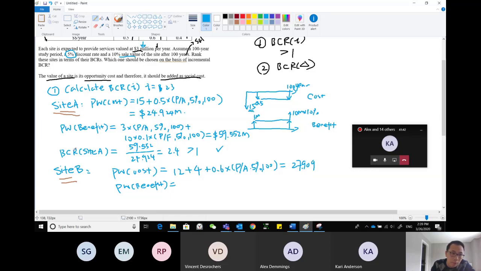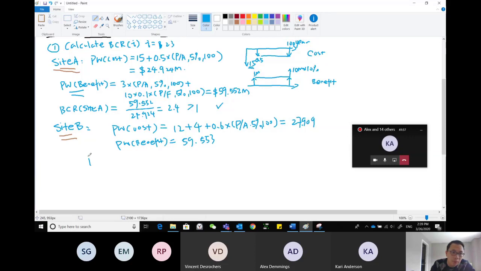Okay, same thing for benefits. We can follow the same logic as how we calculated the benefits for site A. That number will give us 59.553. Then we calculate the BCR for site B, which will be 2.134. That's bigger than 1 as well. So we'll keep site B.